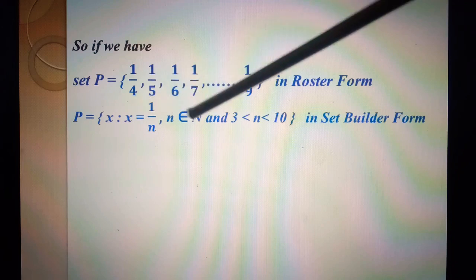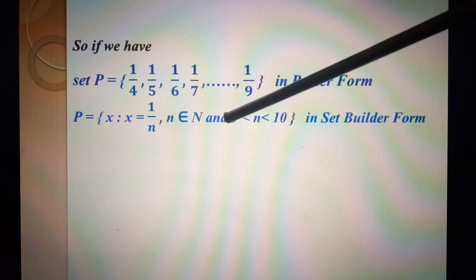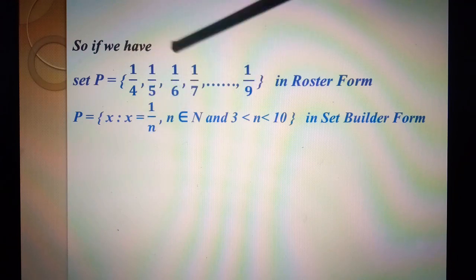So if we try to write this set in the roster form, automatically we will get 1 by 4, because n has to be greater than 3. So 1 by 4, 1 by 5, 1 by 6, and it will continue up to 1 by 9.